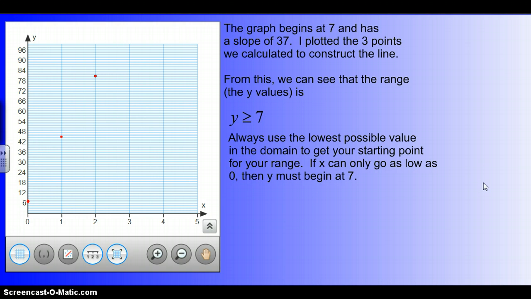Always use the lowest possible value in the domain to get your starting point for your range. Because x can only go as low as 0, then that means that y must begin at 7. So take the lowest number in your domain, substitute it into your function, calculate the y, and that is the beginning of your range. That's really important.